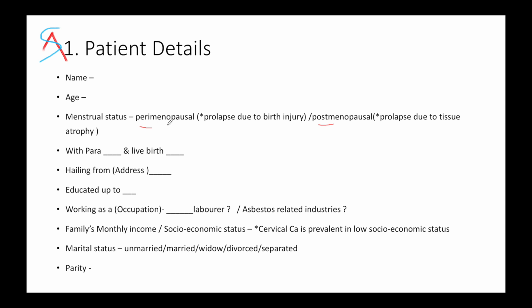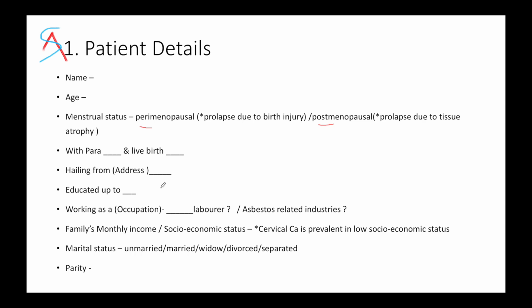prolapse. Perimenopausal women will have prolapse due to birth injuries. Postmenopausal women will have prolapse due to tissue atrophy, and also the diseases would be different in perimenopausal and postmenopausal women. What is the parity, how many live births she has, and so on.